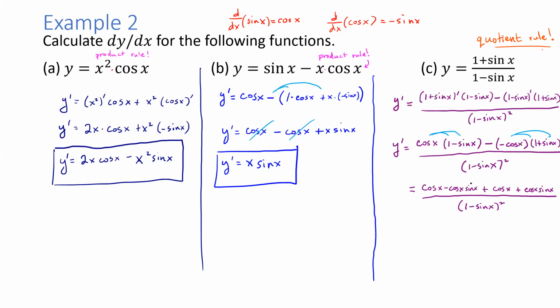And then what I notice is that the minus cosine x sine x plus cosine x sine x, those terms will combine and they cancel. And so then I got cosine x plus cosine x is 2 cosine x left.